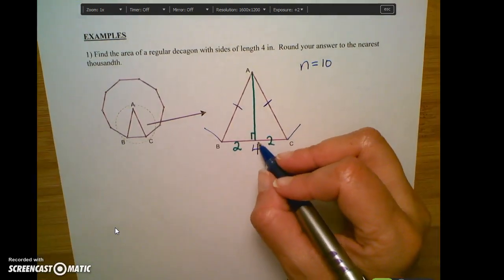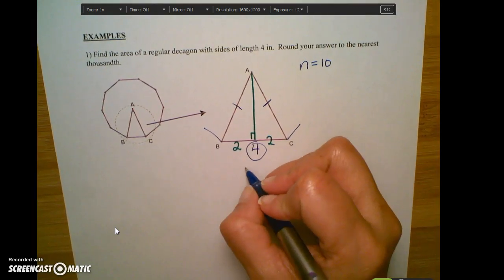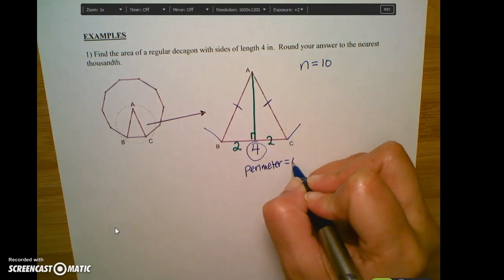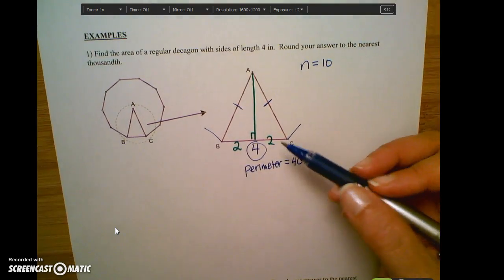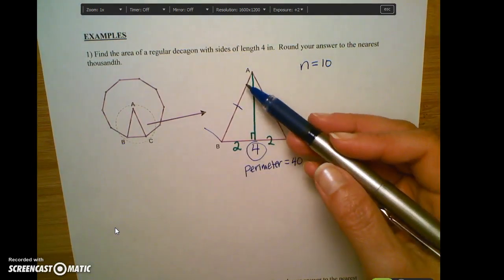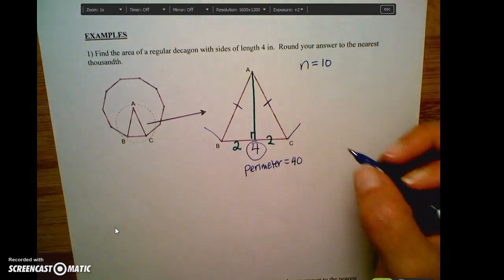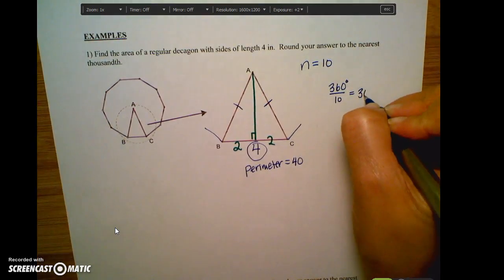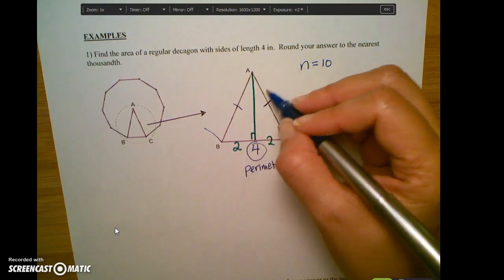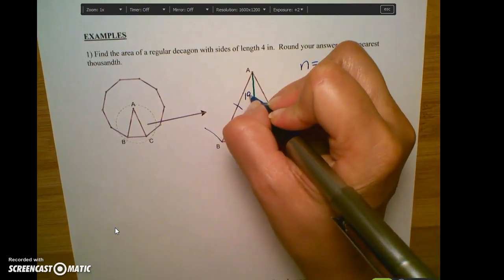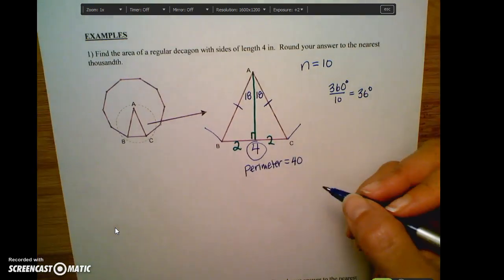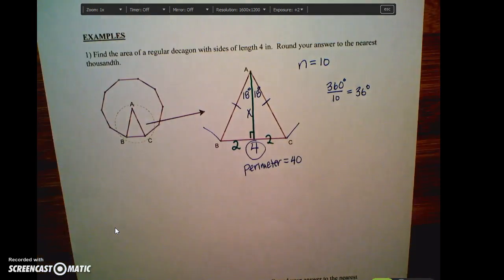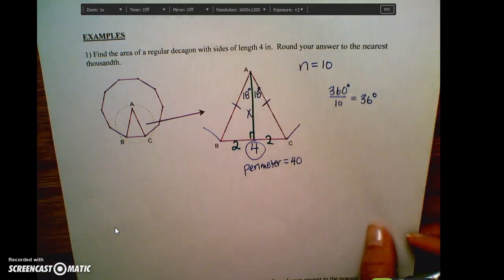I also want to take note of the fact that since the side is 4, that means my perimeter is 40. So I also know that the vertex angle on a decagon, one of the isosceles triangles, will be 36 degrees. That 36 degrees gets bisected into 18 and 18. And so with that in mind, the last thing I'm missing is the apothem to find the area.